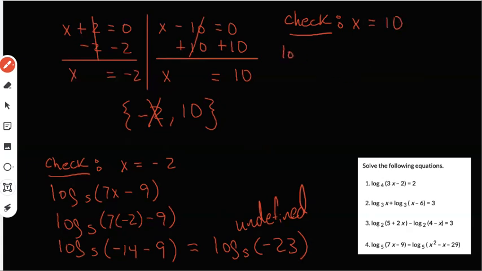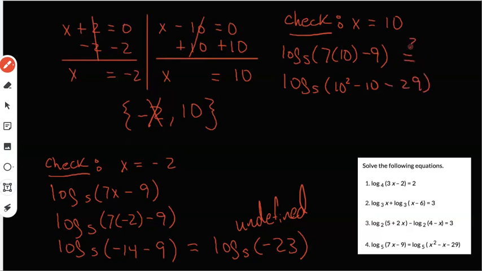My original equation was log base 5 of 7x minus 9. I'll replace that x with a 10. And then that should be equal to log base 5 of 10 squared minus 10 minus 29. So are these two sides equal? Well, the first expression is going to give me 7 times 10. That's 70. 70 minus 9 would be 61.